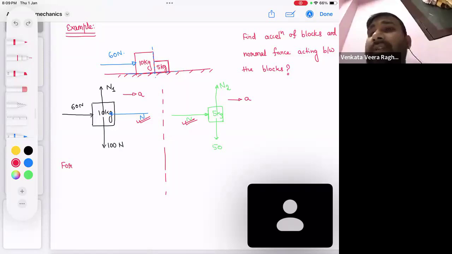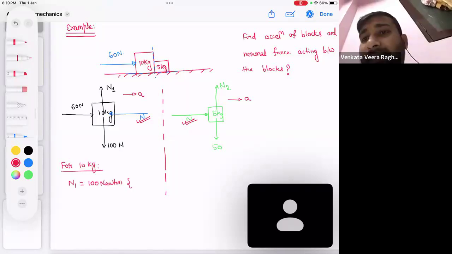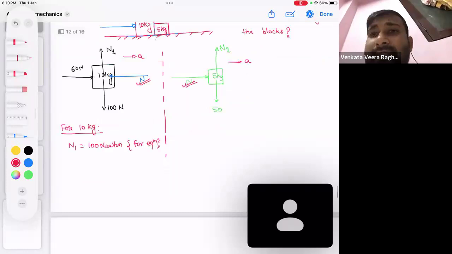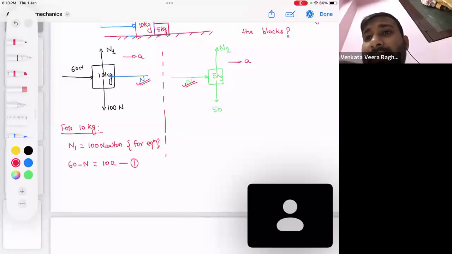So, sir, for the 10 kg block, can I write N1 should be equal to 100 Newton? That comes from equilibrium, because in the vertical direction we have equilibrium. Next, 60 minus N should be equal to mass into acceleration. Let's see the equation for the 5 kg block.